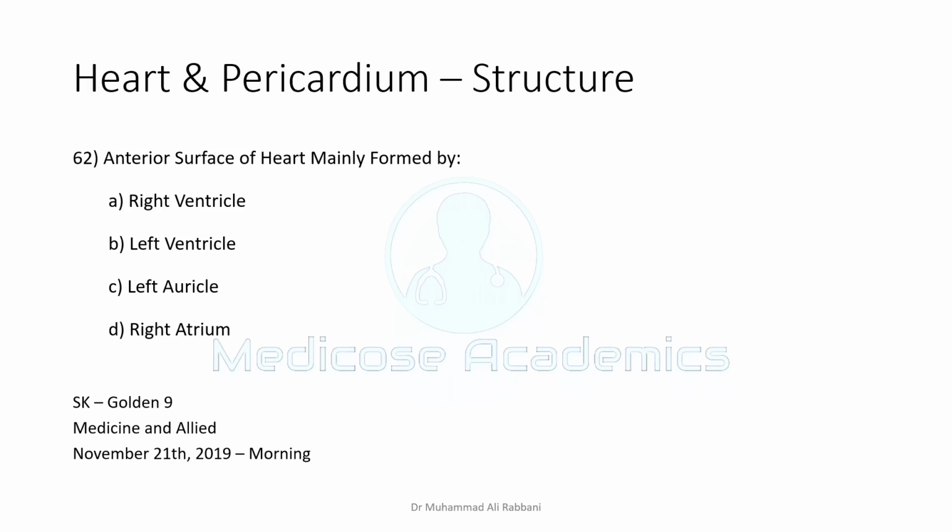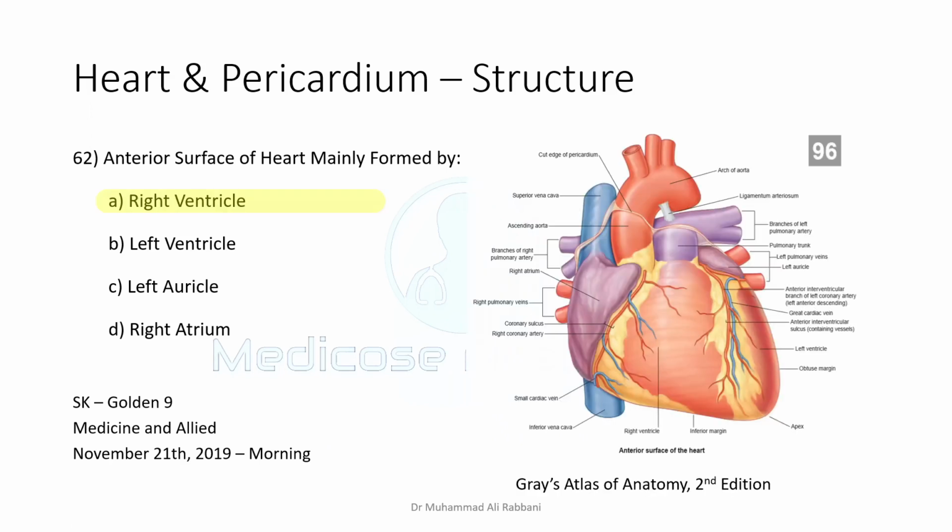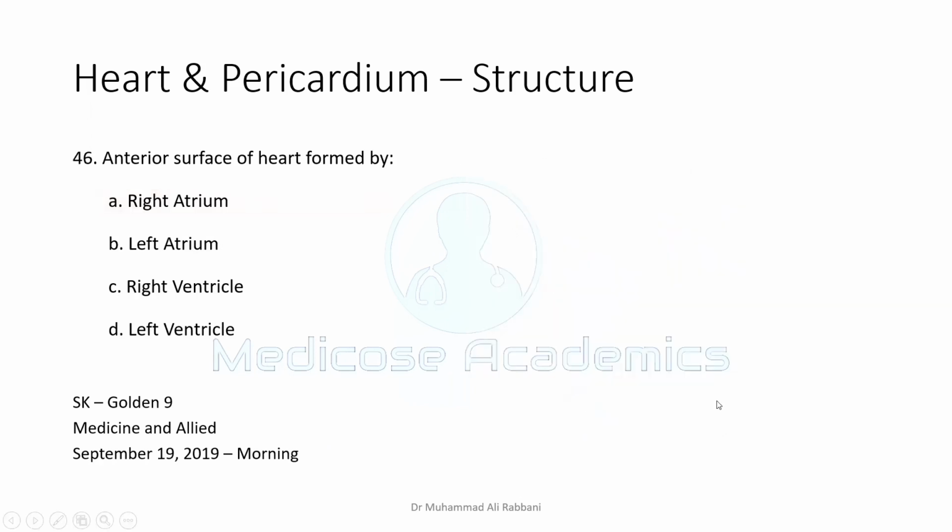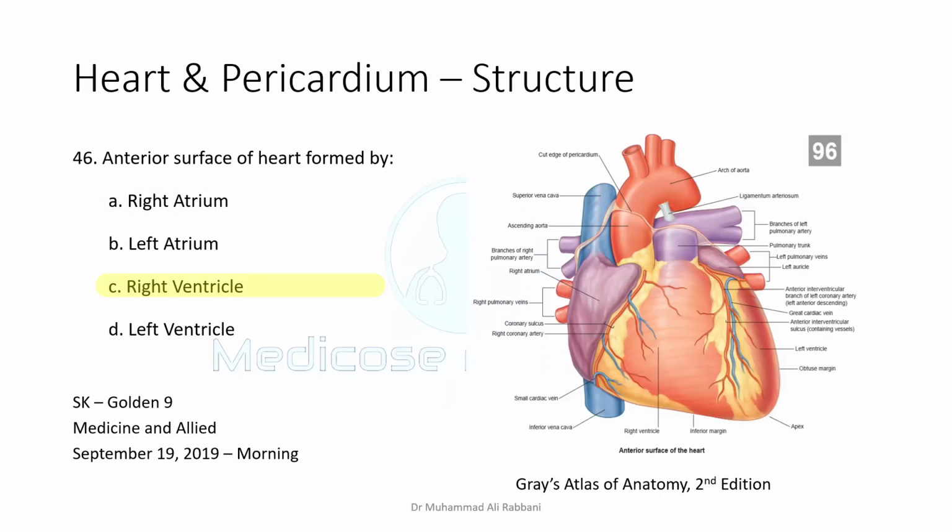The anterior surface of the heart is mainly formed by, and the most important structure in the anterior surface is, the right ventricle. Here you can see most of the anterior surface is made up of the right ventricle. The rest is made up of the right atrium and auricle, and a small slip of left ventricle is there. But the most important one here is the right ventricle.